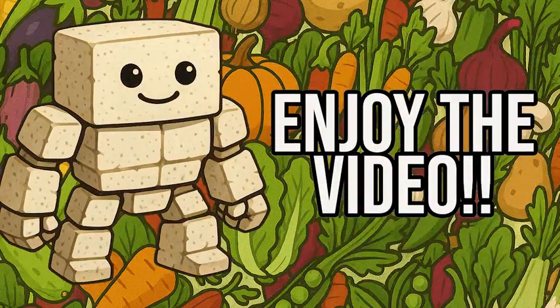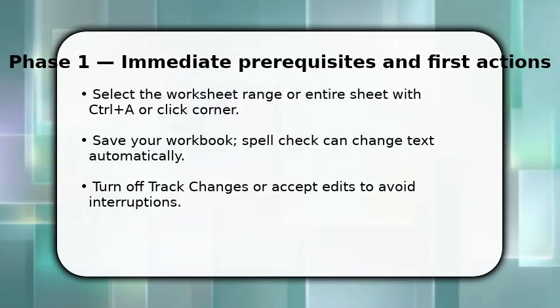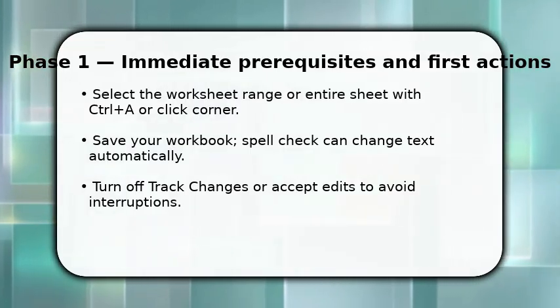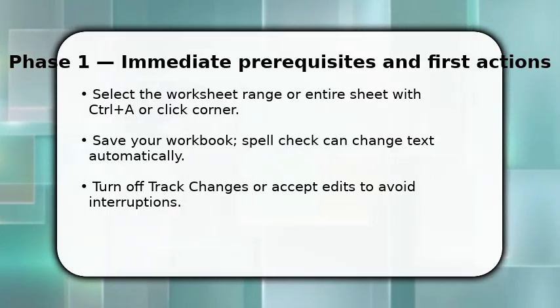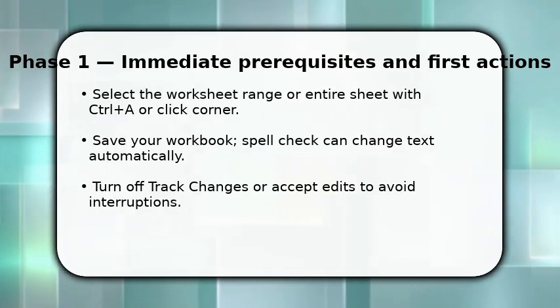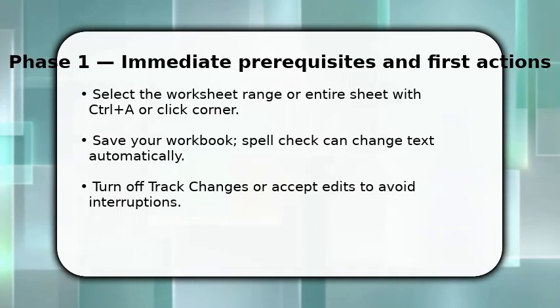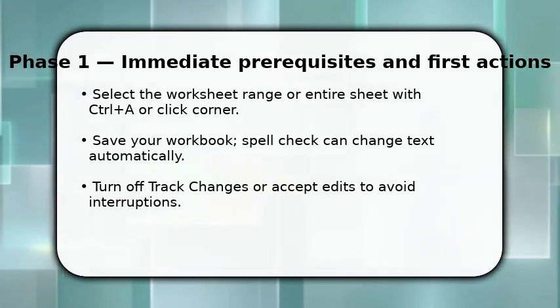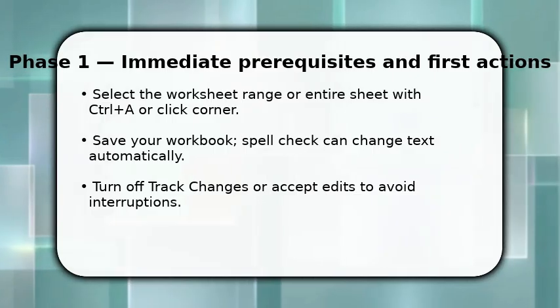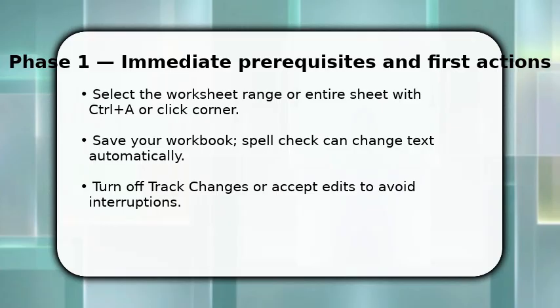Please enjoy the video. You begin by selecting exactly where you want spell checking to run, not the whole workbook blindly. Click a cell, press Ctrl+A for the sheet, or drag to highlight a range. This targets corrections. Once done, save your file so you can undo if needed. Spell check modifies text. Also, make sure track changes is off or you accept edits first, because Excel can block automatic corrections when review features are active.